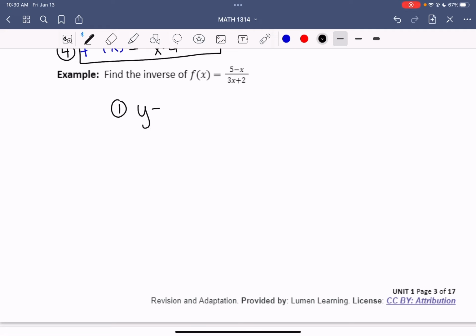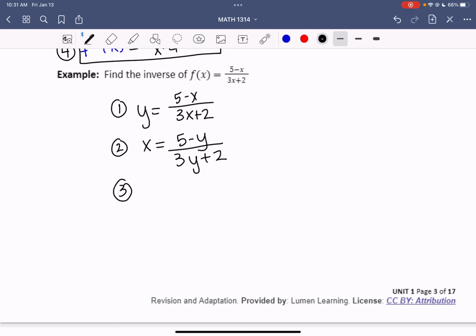First, we're going to replace f of x with y. So step 1, I'm going to say y is equal to 5 minus x over 3x plus 2. Step number 2, I'm going to switch x and y. So it gives me x equal to 5 minus y all over 3y plus 2. Step number 3, solve for y. And that's really the bulk of where your work is going to come from.